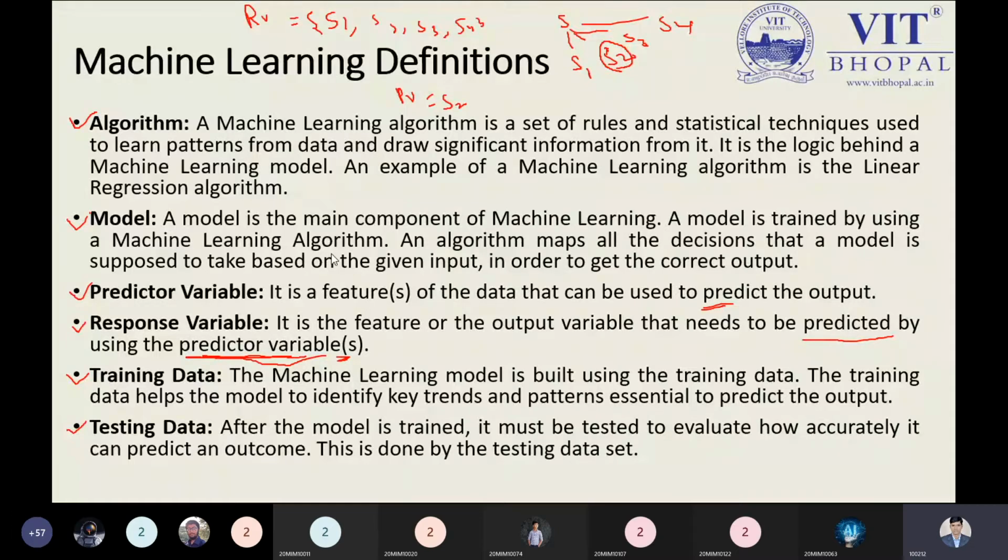The next point is the model. That is a key point. You have to keep in mind what a model actually is. A model is the main component of machine learning. A model is trained by using a machine learning algorithm. You can understand when we need to train a model and why training is required with the help of an example.